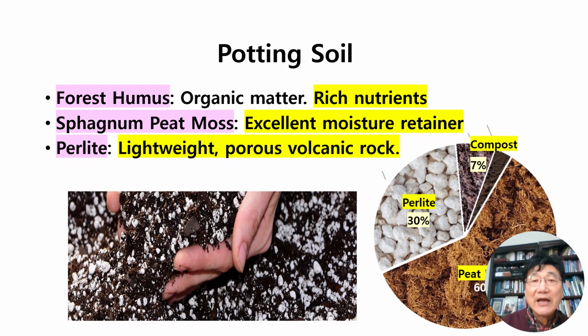Perlite is a lightweight, porous volcanic rock. Its purpose is to increase aeration and drainage, preventing the soil from becoming waterlogged and helping to ensure that oxygen can reach the roots.